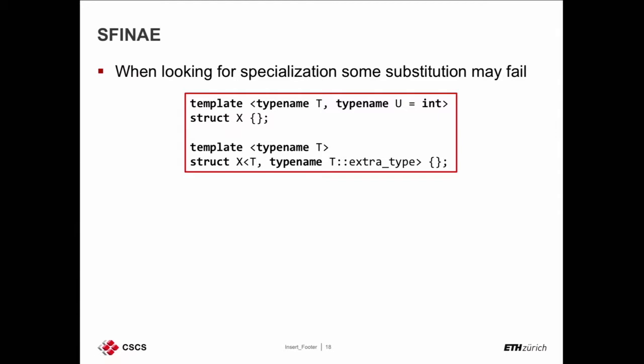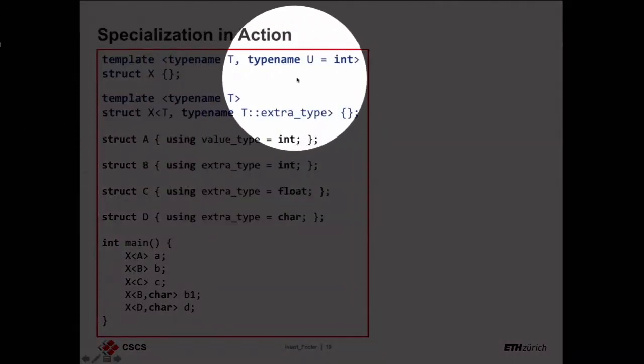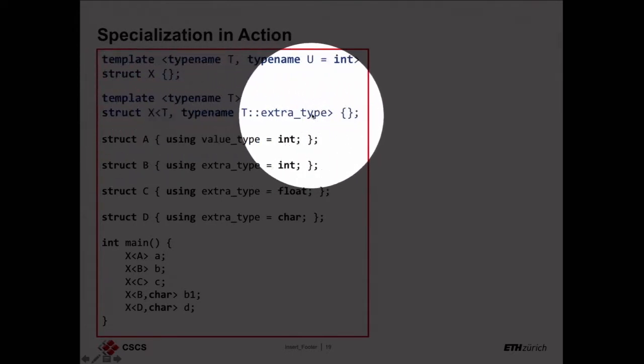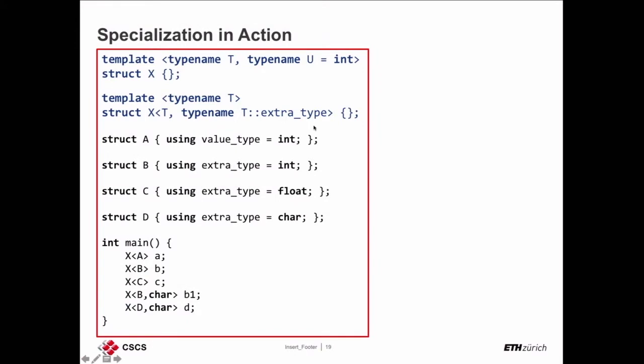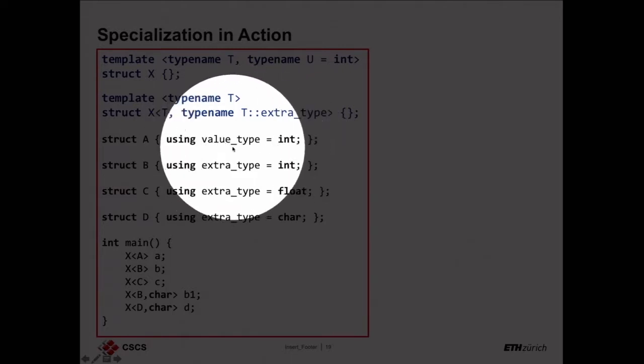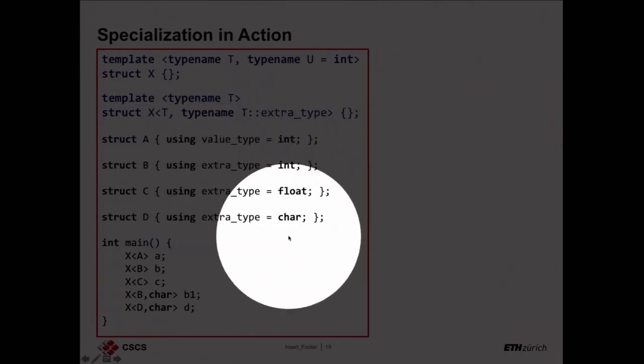And this is very useful. But tricky if it doesn't work as you want. If it doesn't work in your favor, it might be tricky to get a reason why. So let's say we have this struct X, we have a type U as int, and a specialization for type T::extra_type. And we have certain classes here, a struct A, which is using value type as an integer. This is a typedef, right? It's a type member. Value type is an integer. Extra type is an integer. Extra type is a float, and extra type is a char.